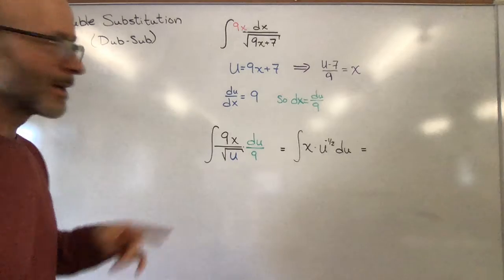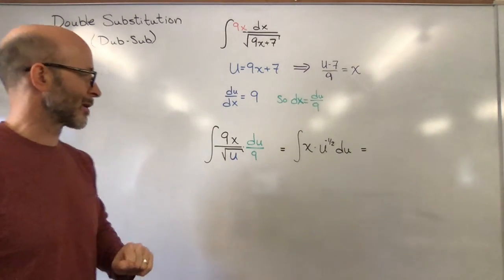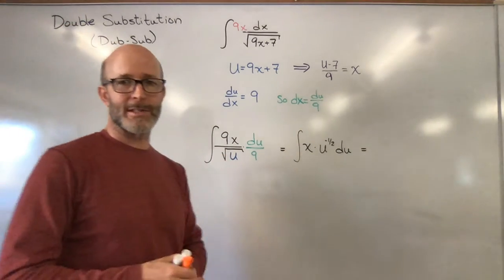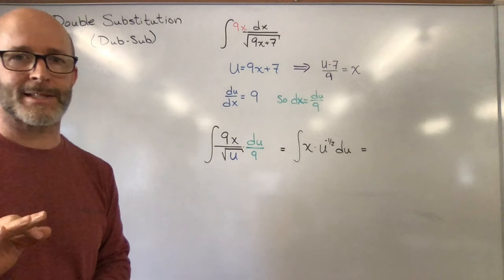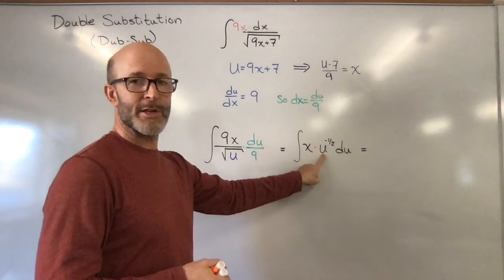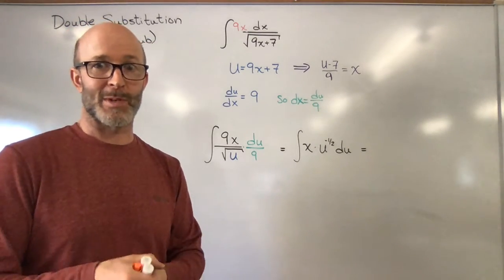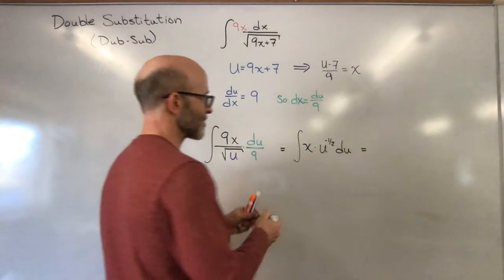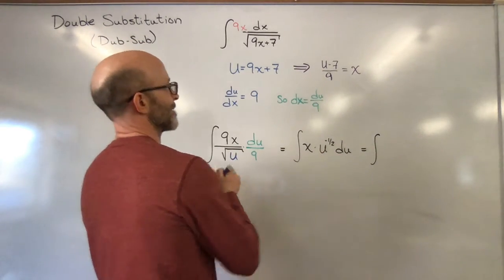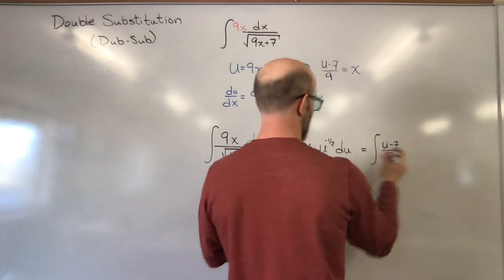Well, let me explain. If I substitute in for U and I substitute in for dx, just like I normally would, I'm going to have some 9s divide out. I can rewrite that square root as a negative power, but I still have an extra x there. This won't do. I'm integrating with respect to U. I have a U term, but that doesn't have any U's. It's a second variable, which is going to be problematic. So I'm going to go ahead and substitute that a second time. X is equal to U minus 7 over 9.